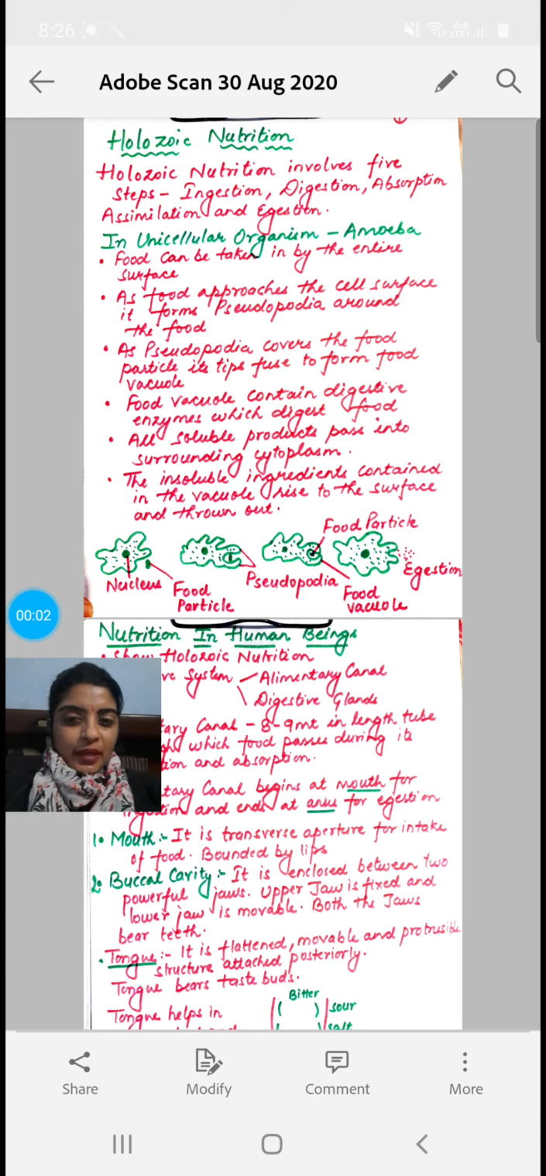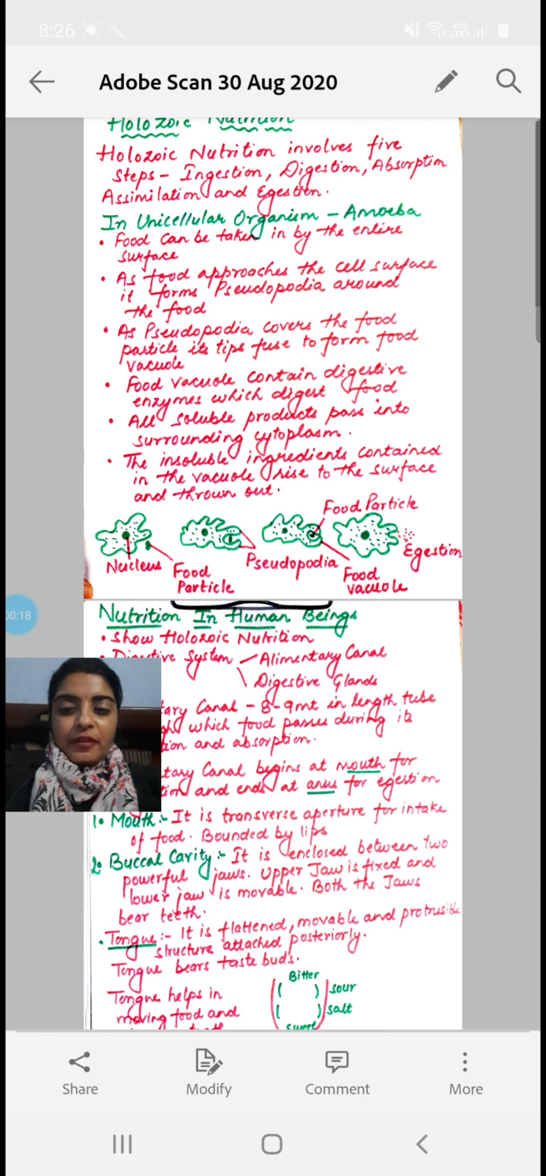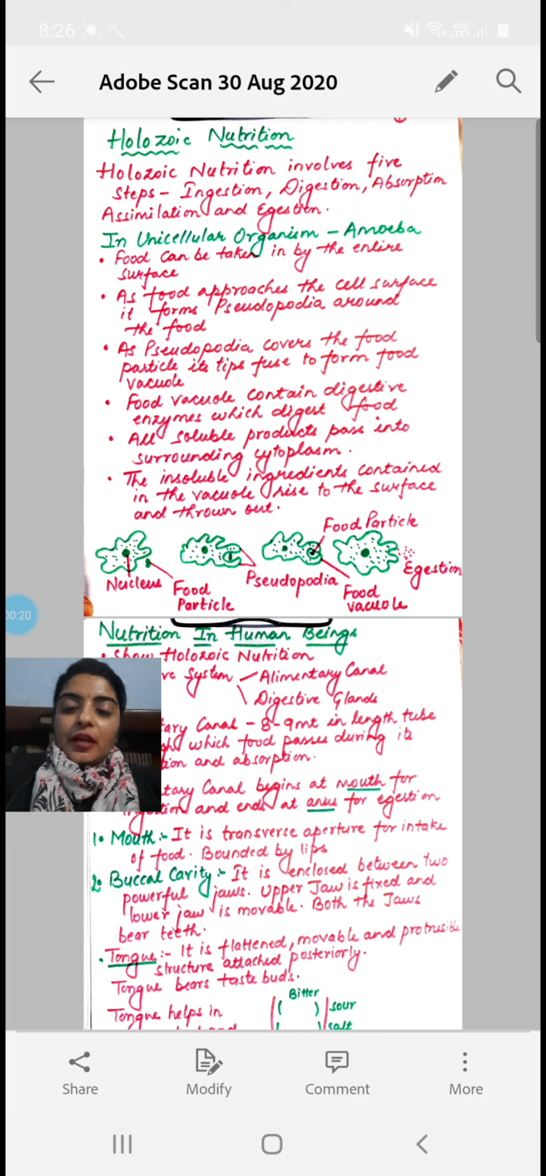Good morning, everyone. As we have done the nutrition in plants and the basic modes of nutrition in living organisms, like parasitic nutrition, we have defined different kinds of nutrition like saprozoic nutrition. So now the next one is the holozoic nutrition. I have already introduced what holozoic nutrition is.